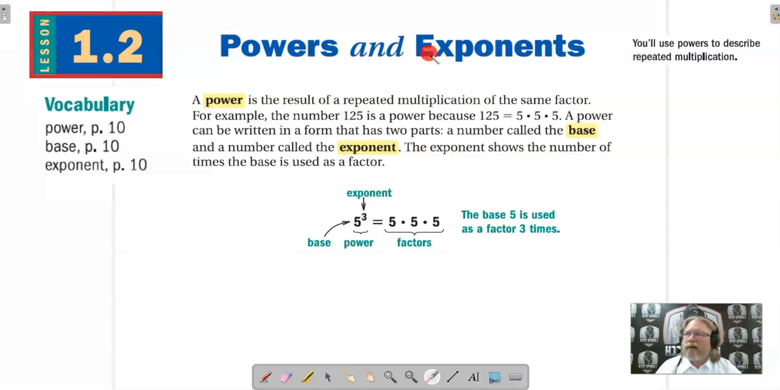So we're going to learn what powers and exponents are. We see over here in our vocabulary that we have power, base, and exponents. Those are our three vocabulary words. And you can see right here, they're all on the first page already, right? So we're going to hit that vocabulary kind of early. And our objective is to use powers to describe repeated multiplication. So repeated multiplication is what powers are all about. So let's go ahead and start taking a look at it.